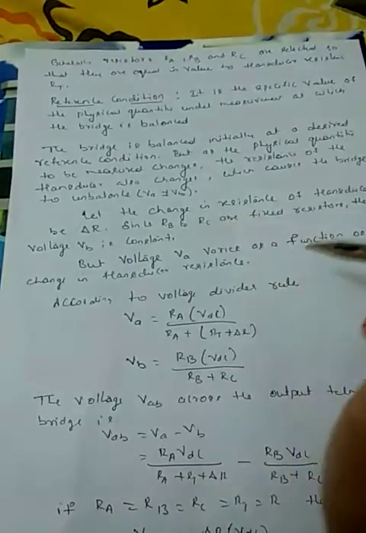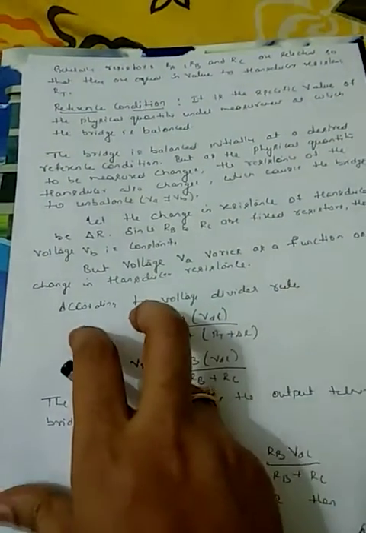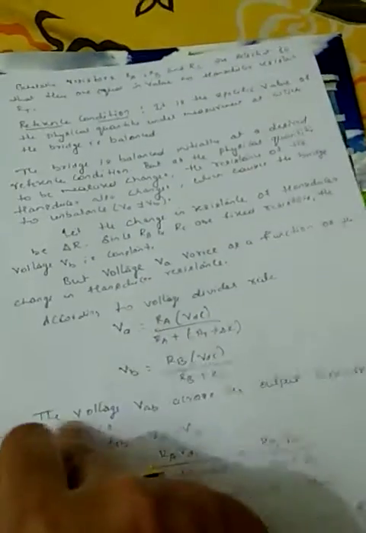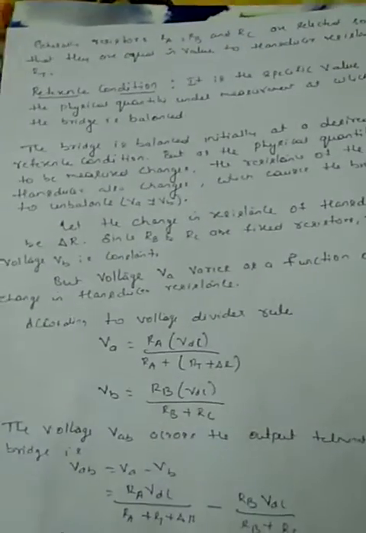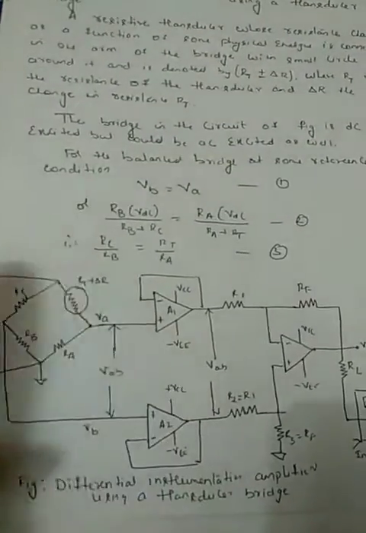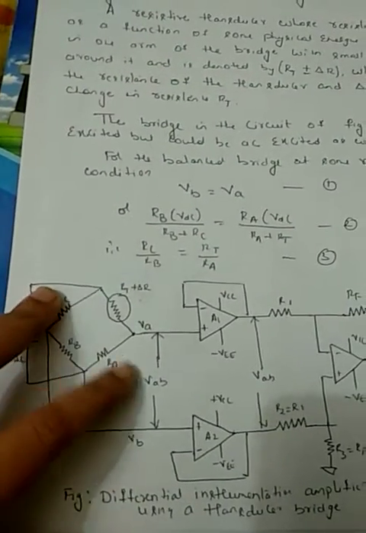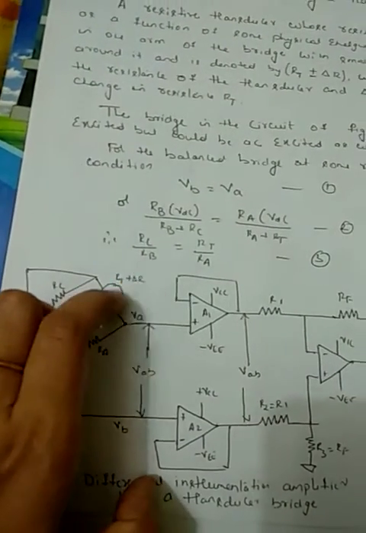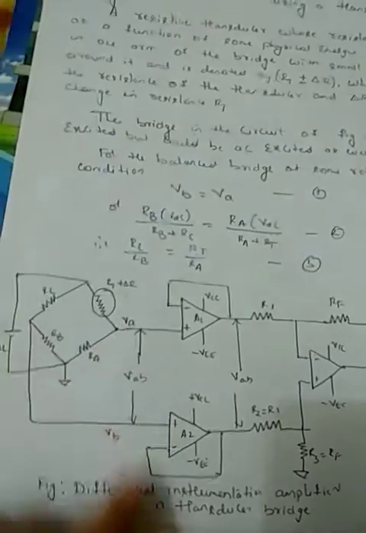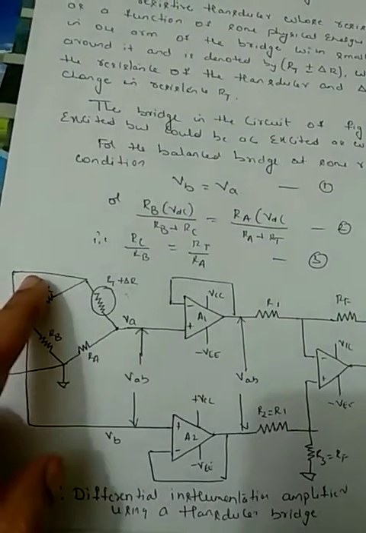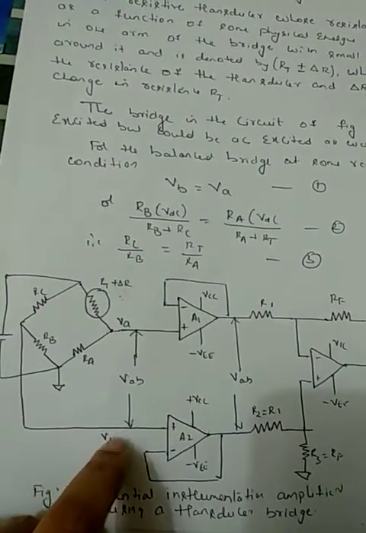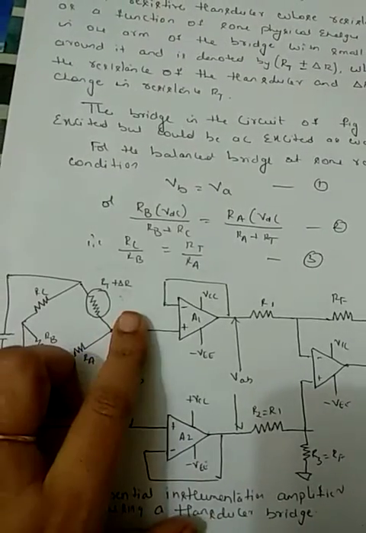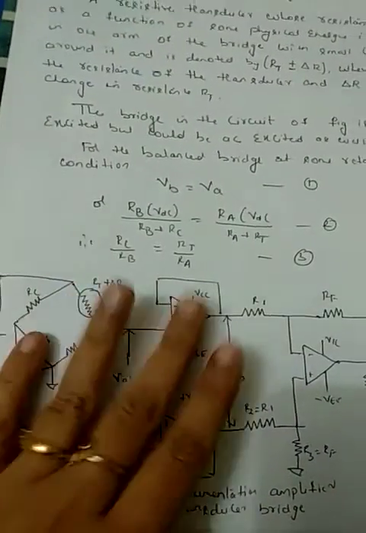Since RB and RC are fixed resistances, the voltage VB is constant. Here, only these are the fixed values. RA, RB and RC are the fixed values. Only RT is a variable resistance. Since VB depends on RB and RC, the voltage VB will not change. Only the voltage VA will change due to the change in the transducer resistance.